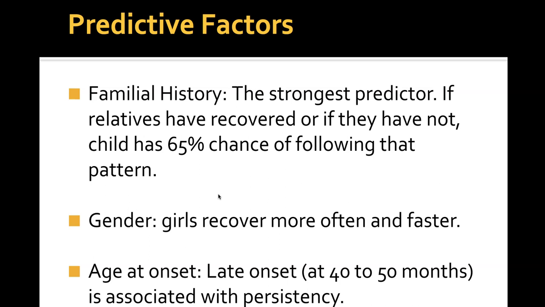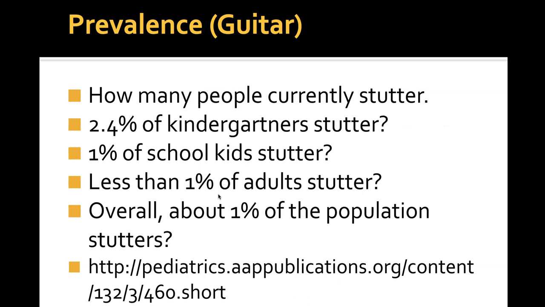So their speech, their language, their voice aren't going to change nearly as much, and so their stuttering isn't going to change that much either. Just a little bit about prevalence. Overall, about 1% of the population stutters. About 2.5%, maybe a little bit higher, of kindergartners stutter. And then again, these kids are going to be more likely to recover. So about 1% of school-age kids stutter.